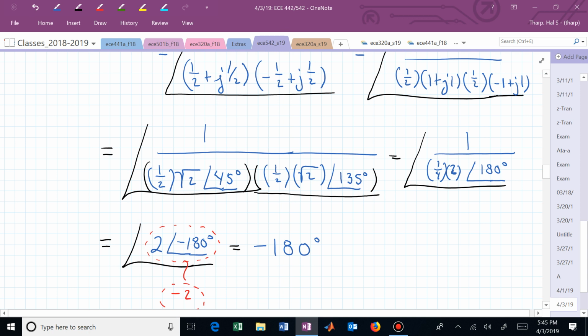And that's what would happen if we evaluated g bar of z at that one point in the complex xz plane. It would have a numerical value of minus 2, a complex number of minus 2, and we could find its angle as minus 180 degrees.